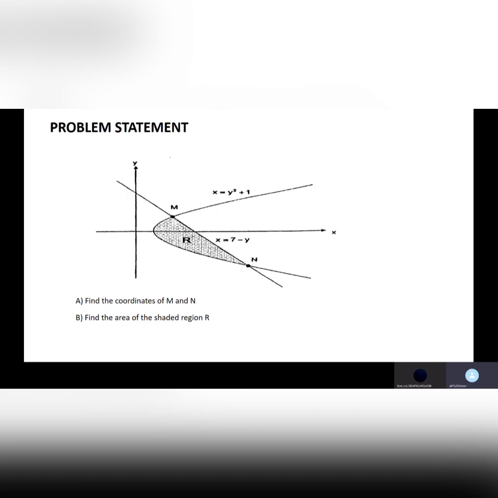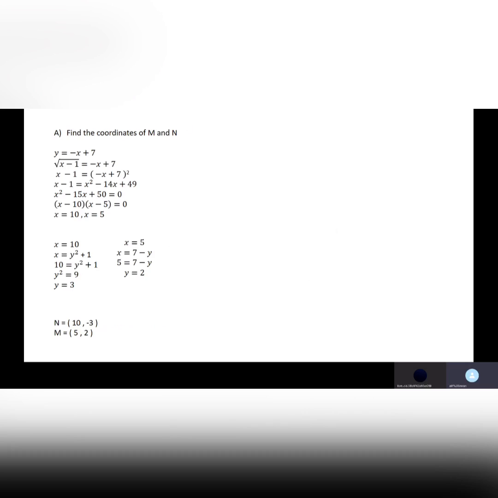So, the problem statement. We can see a shaded area R, and we have two functions. For question 1, find the coordinates of M and N. To find the coordinates of M and N, we can use the concept y equal to y. In this concept, we must have the y equation, and in this question we have the x equation. So we must change the x equation to become a y equation. So we can get like this.